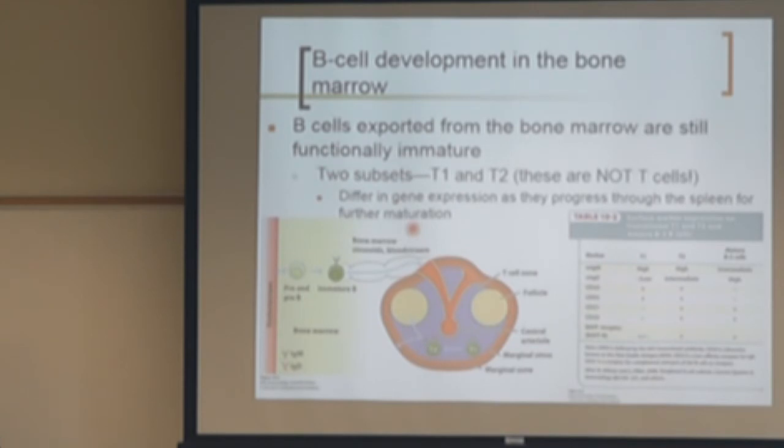Immature B cells go to the spleen where they become mature. We've got T1 and T2. T1 is still going to receive negative signals or have negative selection, whereas in T2 you're going to start making some IgD and IgM, so low levels of IgD, and then once you become a mature cell, you're going to make higher levels of IgD and still some IgM.